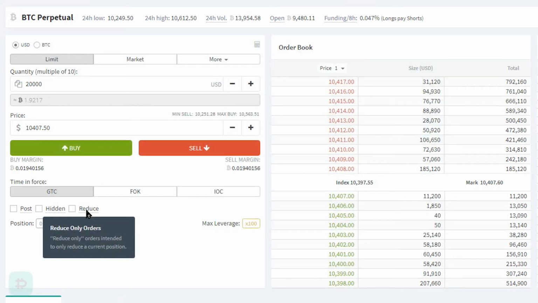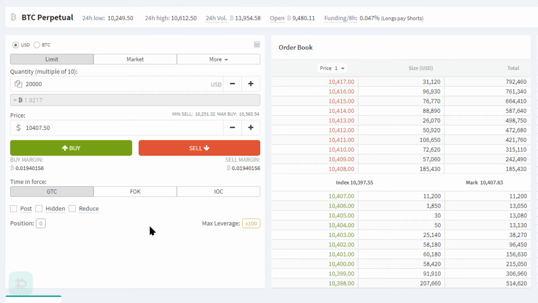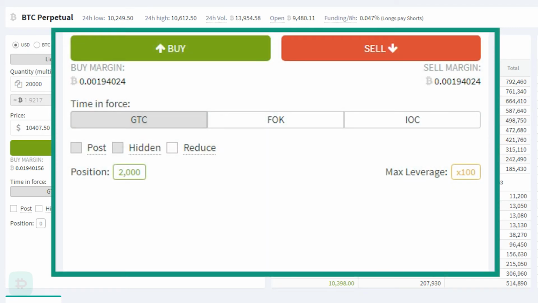And at the bottom, your current position size. This will be a positive number for a long position and a short position will display as a negative number. And on the right, your maximum leverage currently available in this instrument. Bear in mind that this is not your current leverage, but the maximum.